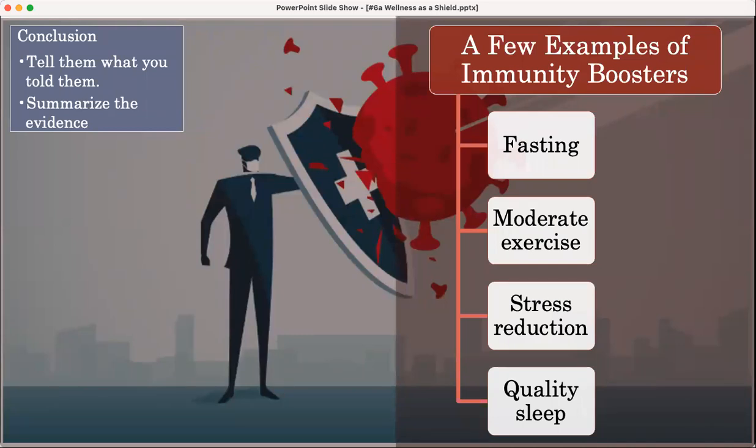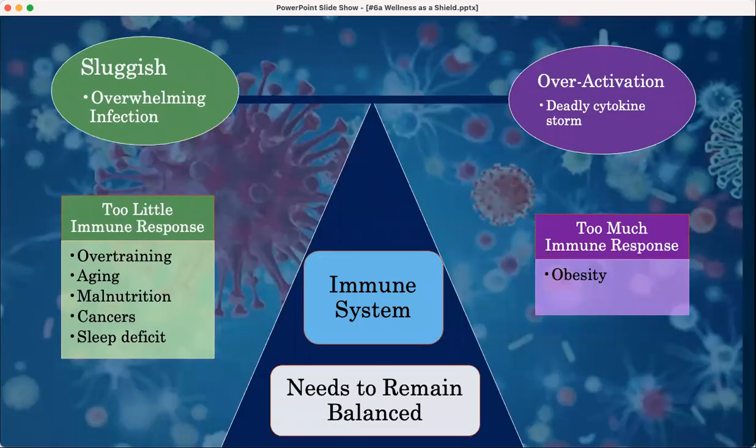So in conclusion, with these studies, we're going to tell you what I told you. We're going to summarize the evidence. I gave you a few examples of immunity boosters, and that is fasting, moderate exercise, stress reduction, and quality sleep. A sluggish immune system comes from an overwhelming infection. You have too little of an immune response. Conditions are overtraining, aging, malnutrition, cancer, and sleep deficits.